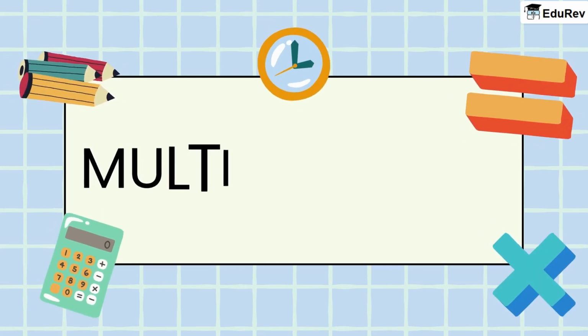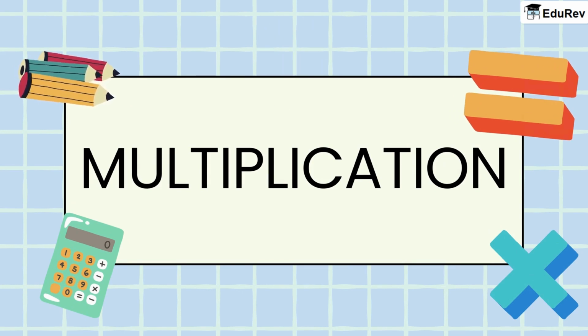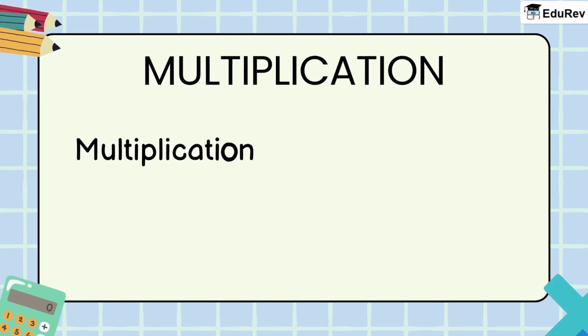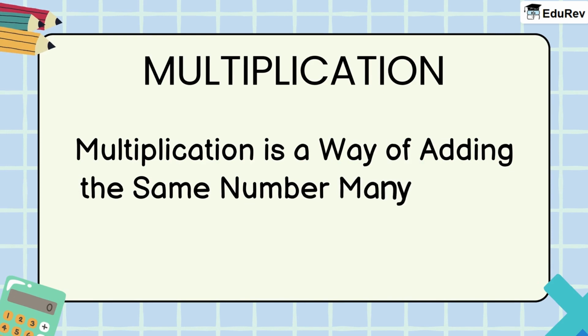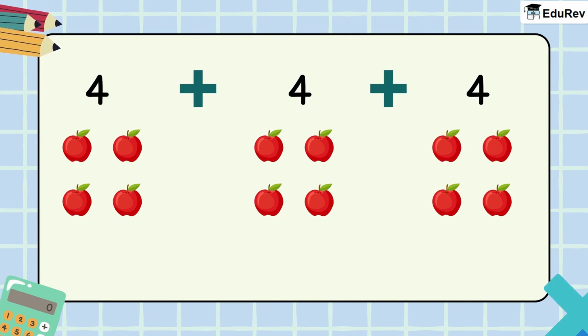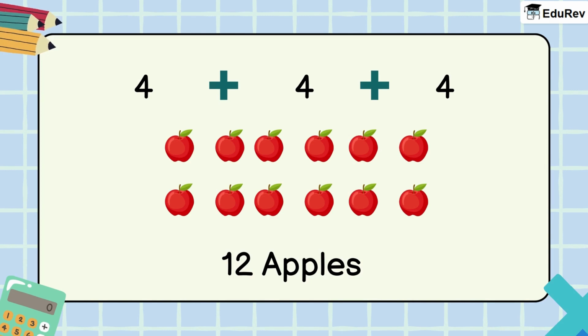Hello students. Today, we are going to learn about multiplication, which is a very useful and fun way of doing math. Do you know what multiplication is? Multiplication is a way of adding the same number many times. For example, if you have 3 groups of 4 apples, you can add 4 plus 4 plus 4 to get 12 apples. But there is a faster way to do this.